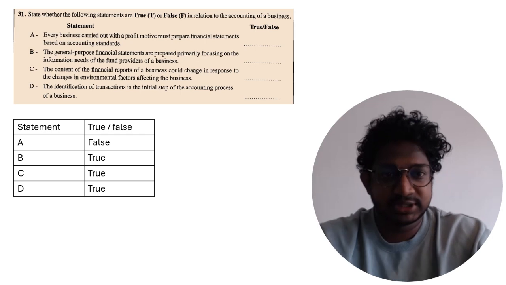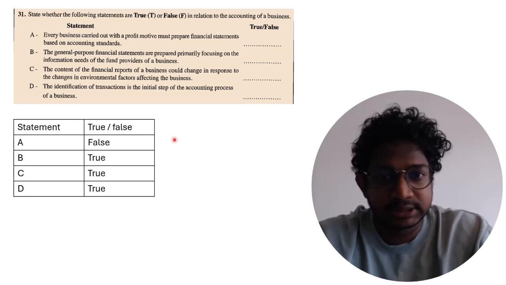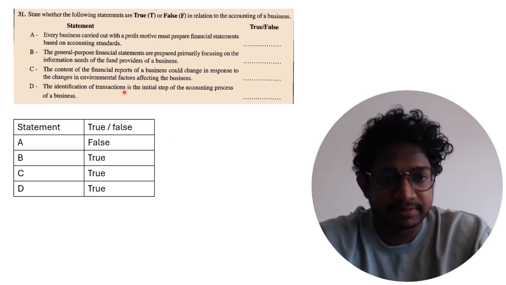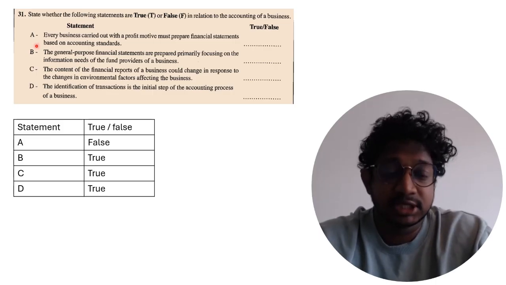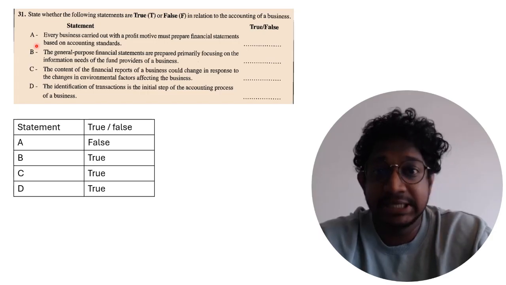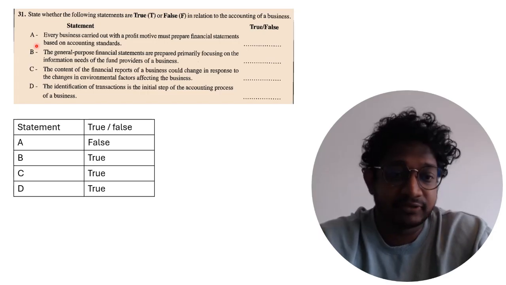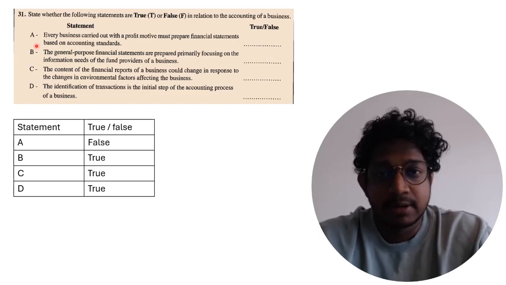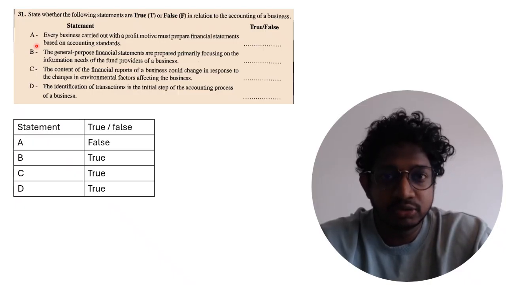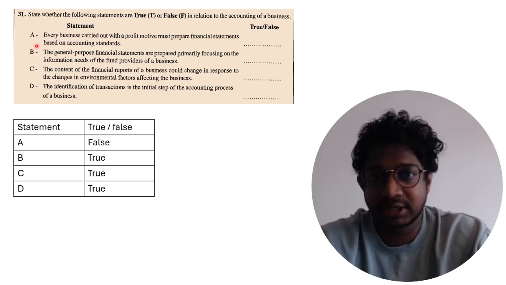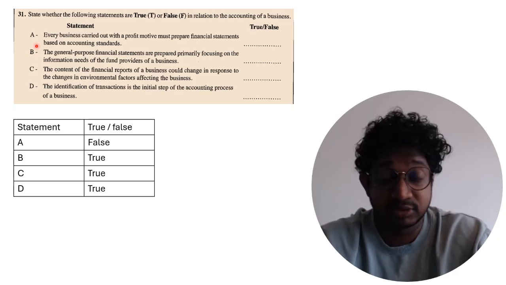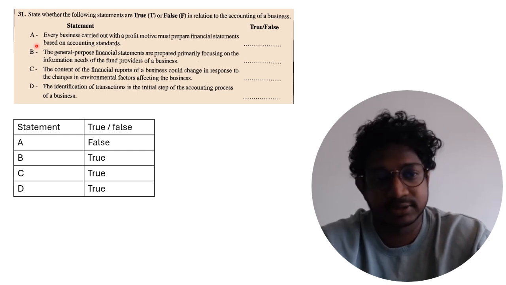31, they are asking to state whether true or false in the following statements. A. Every business carried out with a profit motive must prepare financial statements based on accounting standards. That's incorrect. That's a false statement, because partnerships and sole proprietorships are not bound by a rule to do their accounts based on accounting standards. So that's false.